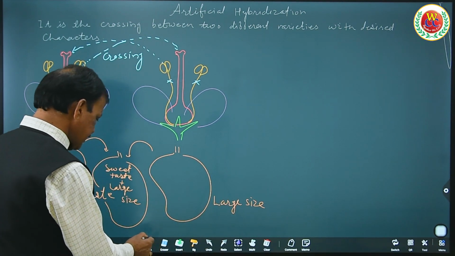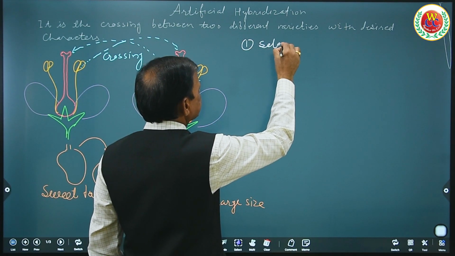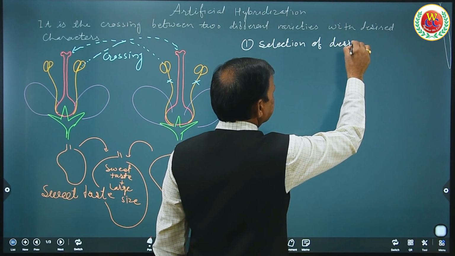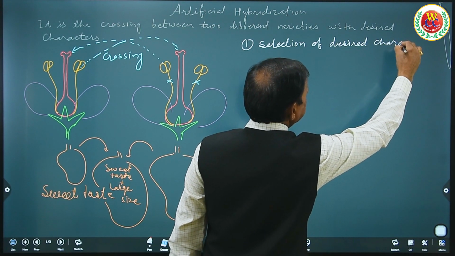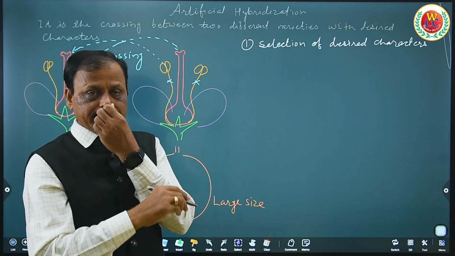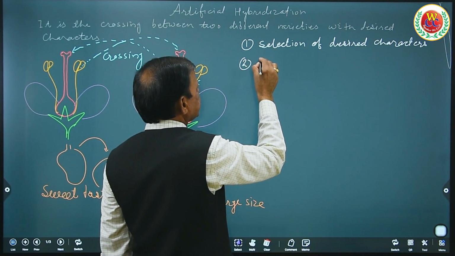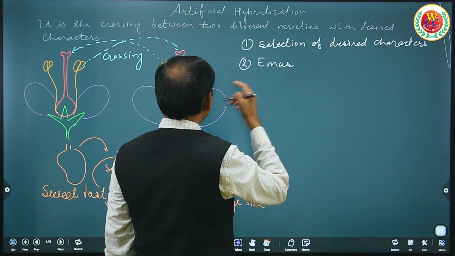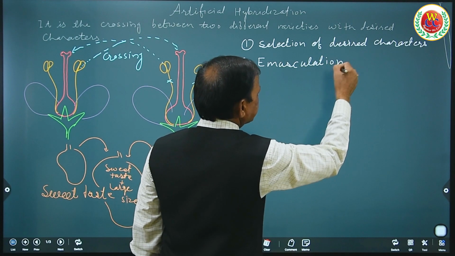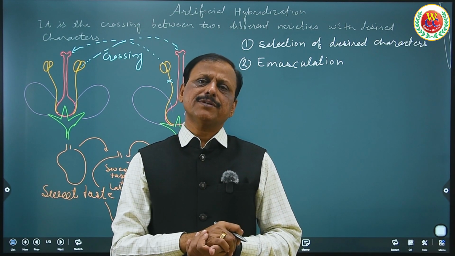So, what are the steps in artificial hybridization? One, that is selection of desired character, which are supposed to be together in the improved variety. Therefore, the first step is selection of plants with desired character. Second point is cutting of anther before maturity to avoid self pollination. That is called emasculation. Now, in which flower does emasculation need to be done? In bisexual flowers, which are supposed to be cross-pollinated. In unisexual flowers it is not needed.